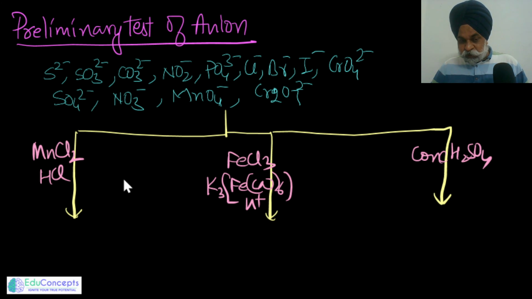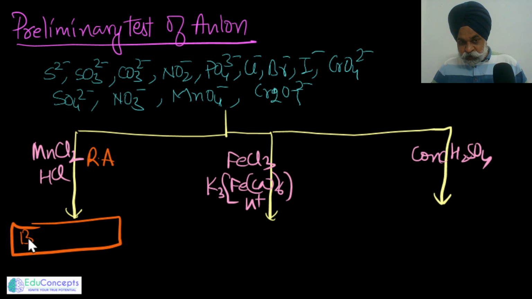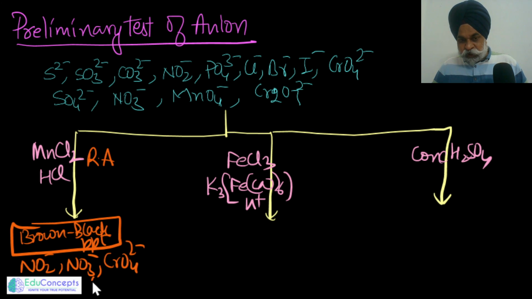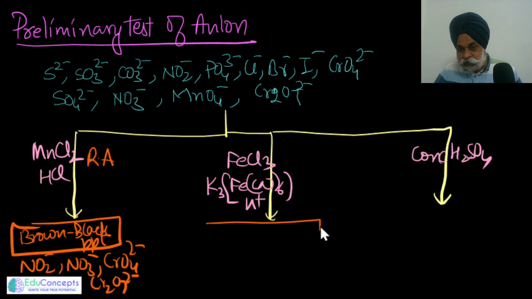So from here, what I am able to see is, this is a reducing agent, so I would get the anions which are oxidizing in nature. Brown, black type of precipitate is achieved here, and here I would be able to see the anions which are oxidizing in nature, just like these or dichromate ion. These oxidizing anions would be segregated because it is a reducing agent. And here, Prussian blue color is being achieved.